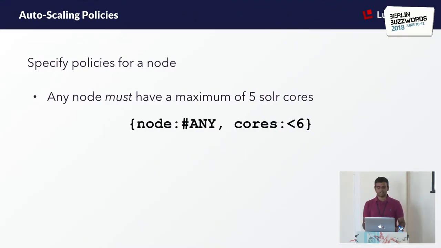So some examples for auto-scaling policies would be, here is the syntax where you would go ahead and say, any node in the Solr cluster must not have more than 5 Solr cores or 5 replicas, right? So you would say for any node, I want to make sure that the replica count is less than 5.